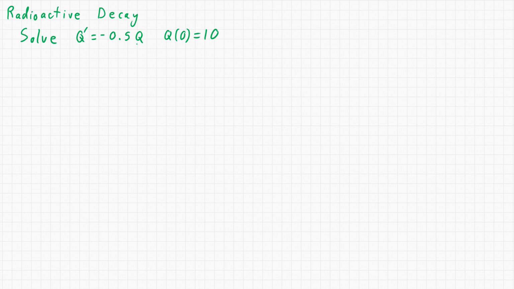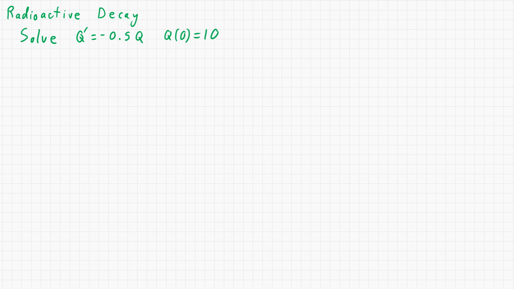Here we're going to solve a radioactive decay initial value problem. So, right, we have the differential equation. The radioactive decay proportionality constant is 0.5, and we have an initial condition of 10 units of mass. And we want to figure out what is the solution.